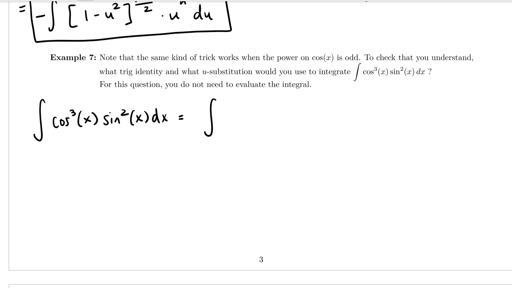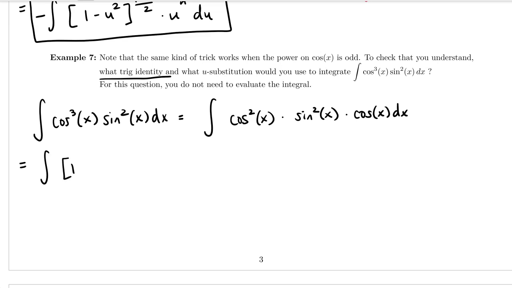What we're going to do, just like we did with sine, is break up cosine squared x times sine squared x, and then I have a cosine left over at the end, because I have 3 of them being multiplied together. And then it asks what trig identity would we use. We're going to change cosine squared using the Pythagorean identity to 1 minus sine squared x.